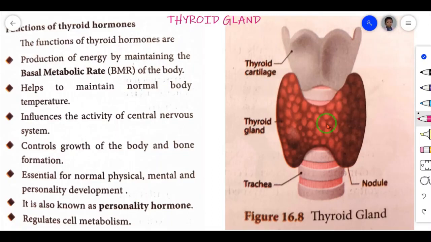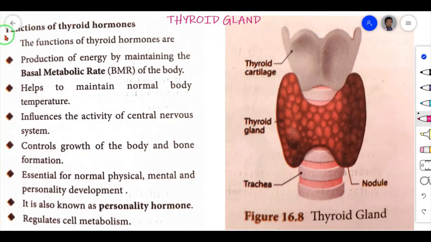So two hormones: triiodothyronine, that is T3, and tetraiodothyronine or thyroxine, that is T4. These are the two hormones secreted by the thyroid gland. Now let's see the functions of the thyroid gland.